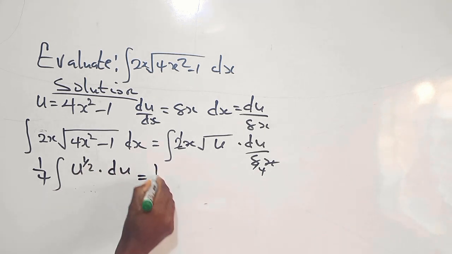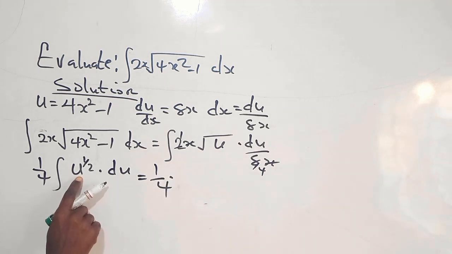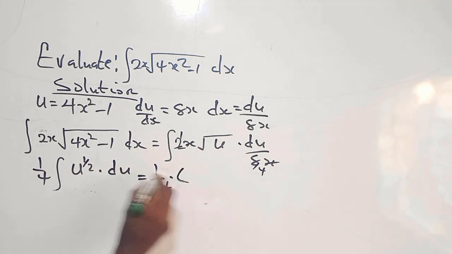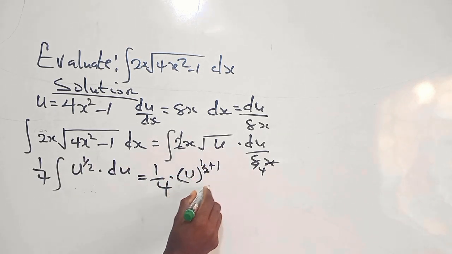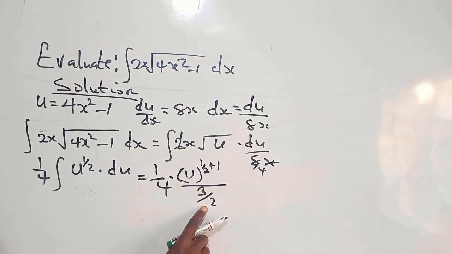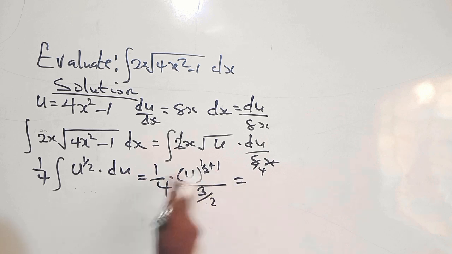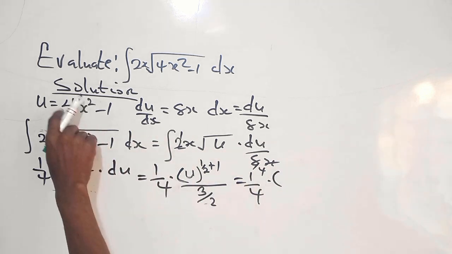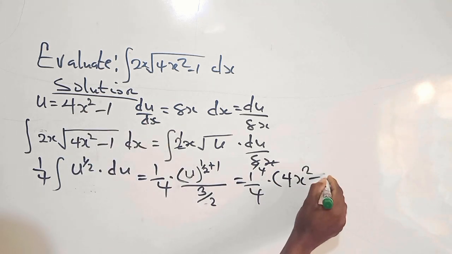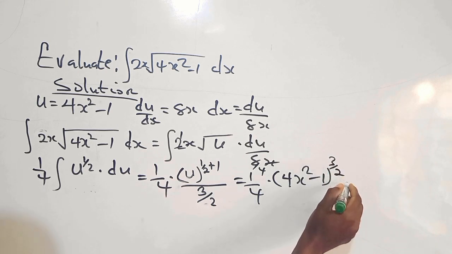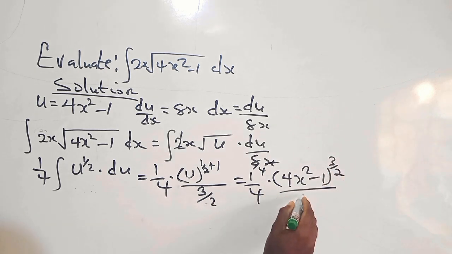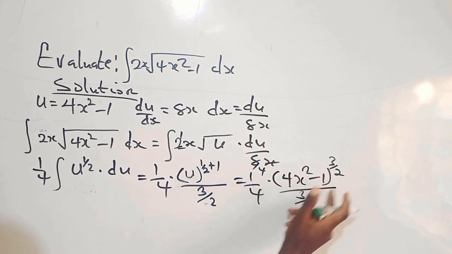So when I do that, I have 1 over 4 times u to the power 1 over 2 plus half. So I divide this with 3 over 2. When I add it together, I have 3 over 2. So equals 1 over 4 times the value of my u in this case, 4x squared minus 1. So when I add this, I have 3 over 2, divided by 3 over 2.